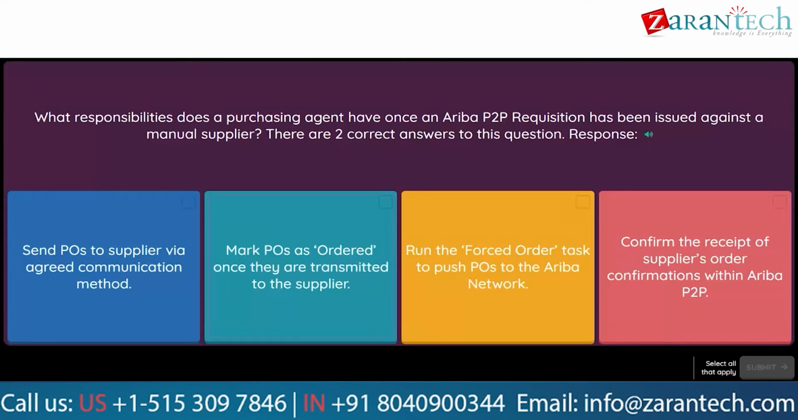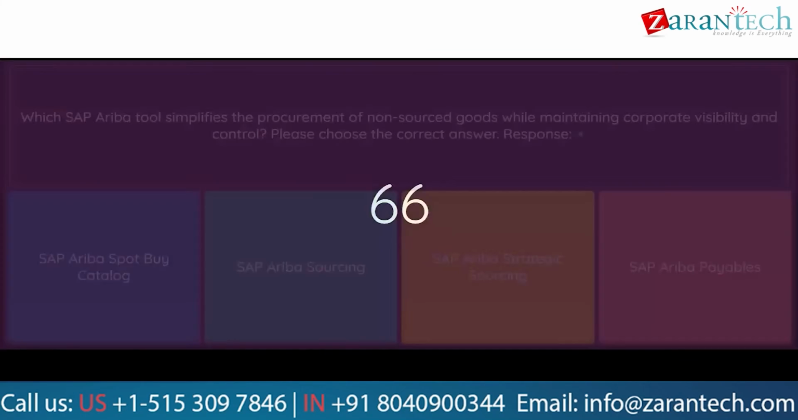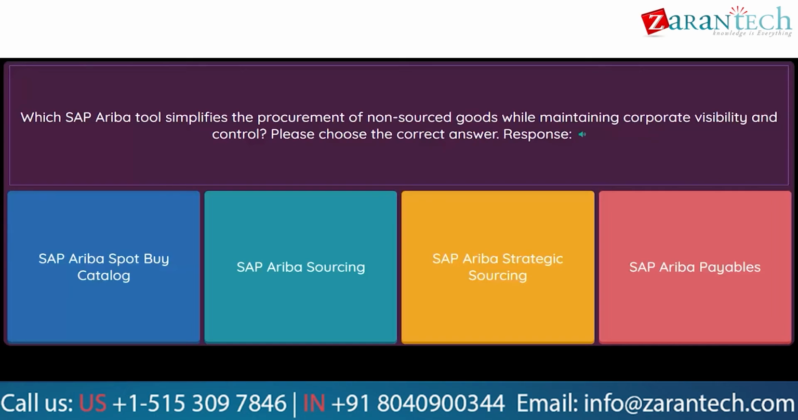Option 2: Mark POs as ordered once they are transmitted to the supplier. Option 3: Run the forced order task to push POs to the Ariba Network. Option 4: Confirm the receipt of supplier's order confirmations within Ariba P2P. Question: Which SAP Ariba tool simplifies the procurement of non-sourced goods while maintaining corporate visibility and control? Please choose the correct answer.